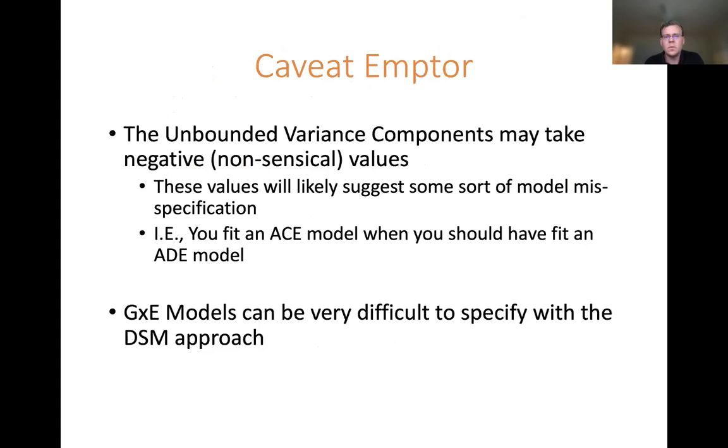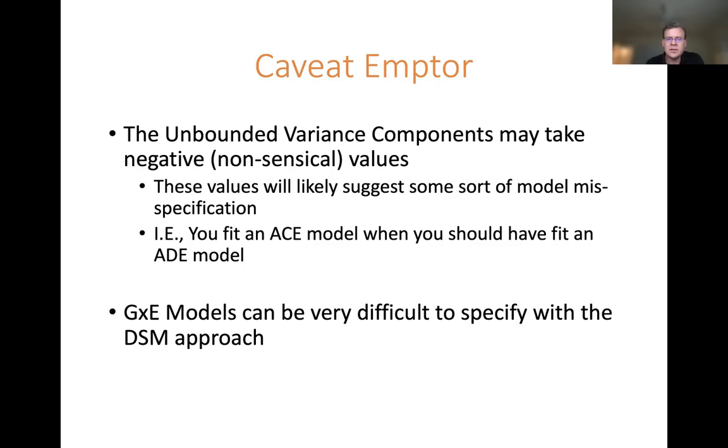Okay, so we've pushed for this direct symmetric matrix approach this week in the workshop, but there are some things that we should be aware of. And to some extent, all models come caveat emptor, buyer beware. So the unbounded variance components, like we're pushing for here, may take on negative, which may seem like nonsensical values. In some cases, these values are just reflecting measurement noise, right? Sometimes you get a little bit lucky with your MZ correlation or unlucky with your DZ correlation, and all of a sudden it looks like you've got an ADE model when really D and C are both null.